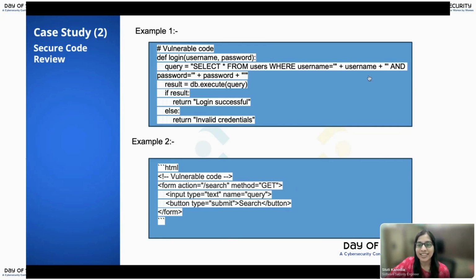Just 30 seconds if anyone wants to put it in the chat: what do you see, what do you feel is the vulnerability in the code, for both example one and example two. The first example simply has a login function. In that, they are just taking the username and password, and it is a login function that helps you log into the application. The second is a search text box in which you put your query and click the search button, and it searches whatever text you enter. So, two very small examples. Anyone want to guess? Okay, let me explain.